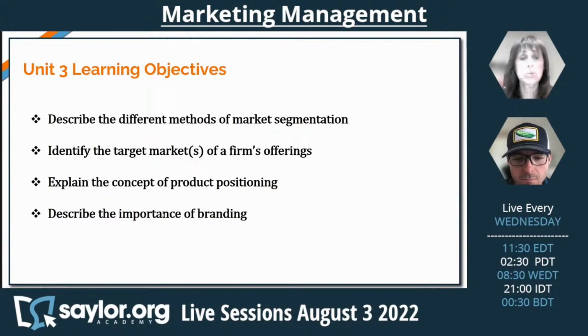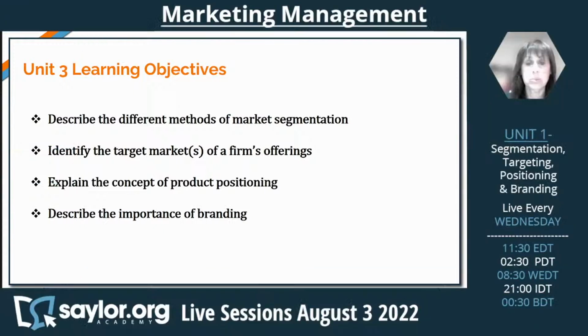So these are the Unit 3 learning objectives. We're going to look at the different ways in which markets are segmented. We're going to look at how to identify a target market, the target market of a firm's offerings. We're going to explain the concept of product positioning, and we're also going to talk about the importance of branding.